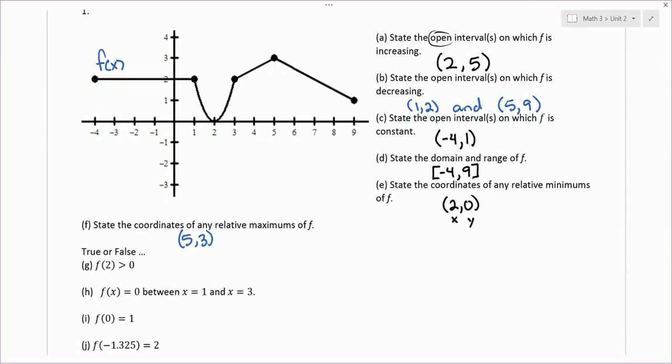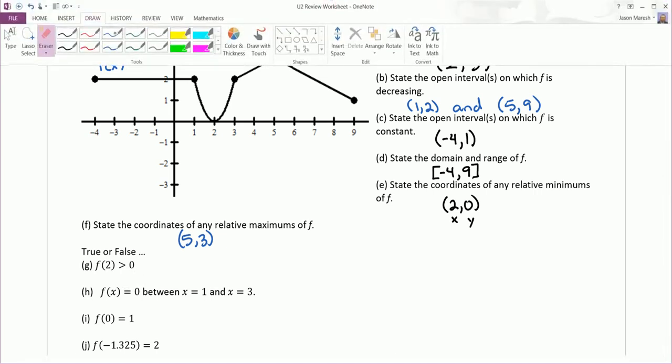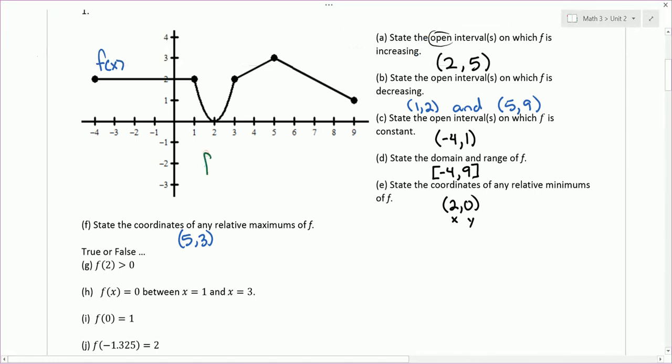We have a couple true and false questions about our function. G says that f of 2 is greater than 0. Okay, so let's see what f of 2 is. F of 2 in our graph is equal to 0, because it's saying, when you plug in 2 for x, what do you get for y? If you go to the x-axis at 2, the point that's our relative minimum is at (2, 0).